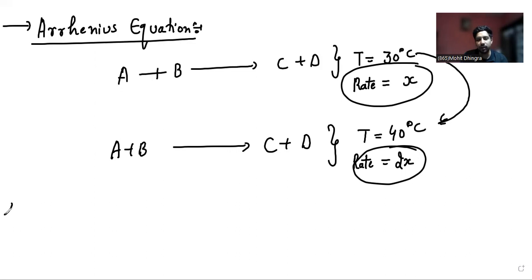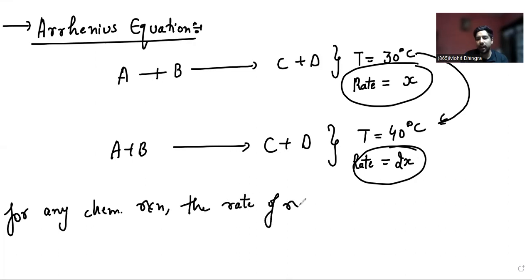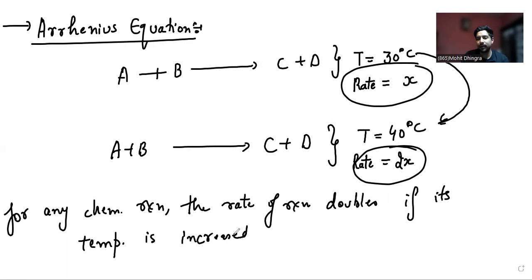I'm writing it over here. For any chemical reaction, the rate of reaction doubles if its temperature is increased by 10 degrees Celsius. If the temperature increases by 10 degrees Celsius, the rate doubles. This is what this equation states in simple terms.